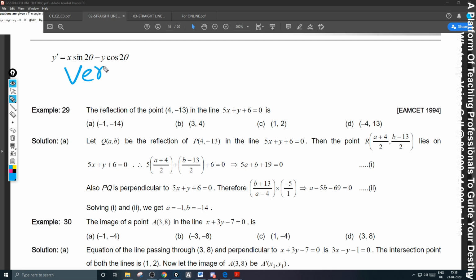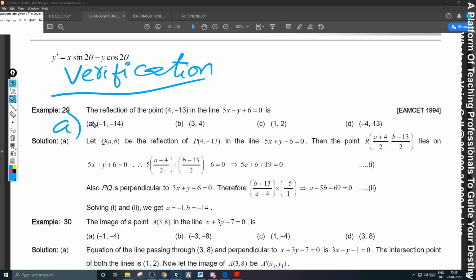Verification. How to verify? Option A. Midpoint, please. What is the midpoint? This is (3, 8) and (-1, -4). 3 minus 1 by 2, 1. And 8 minus 4 by 2, 2. This (1, 2) must lie on the line. Let us check: 1 plus 6 minus 7 is equal to 0. That should be the answer.